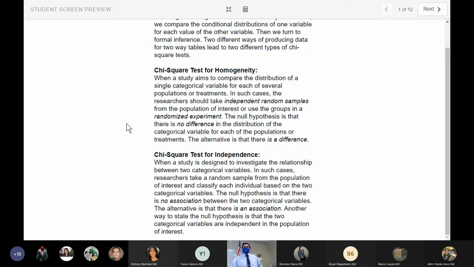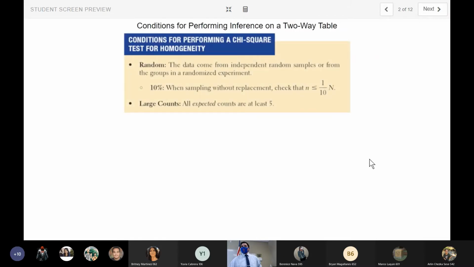And so this is the idea of this section: being able to do both of these types of tests, decide which one is correct, and then be able to do all the proper calculations and testing. For any inference method, we have conditions that we must check. Conditions for performing a chi-square test for homogeneity.